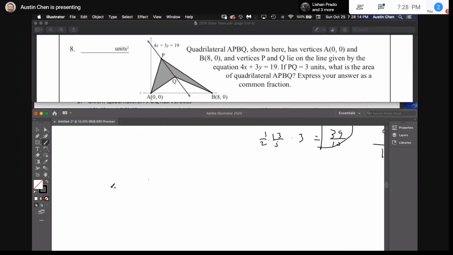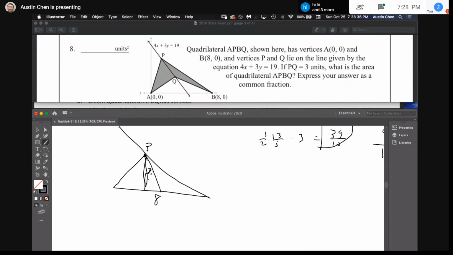Okay, so if Q is on the x-axis, and we have this line, so P is going to be here, and we know that this length is 3, right? All right, so if we just find the coordinates of P, then we can find the height of this, and we already know that the base of this is 8, so then we just find it, right?